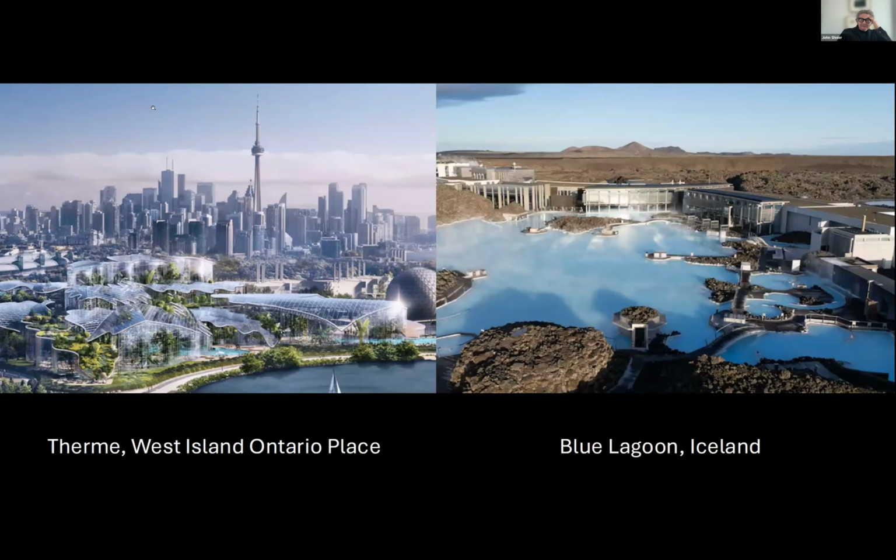And what you see on the left side of the screen is a version of the current scheme to create not what we might euphemistically call a spa, but rather a kind of mega theme park with the subject of water. On the right side is the Blue Lagoon. If you take the Blue Lagoon program and subtract the hotel portion, you've got a project of probably under 50,000 square feet or 5,000 square meters.